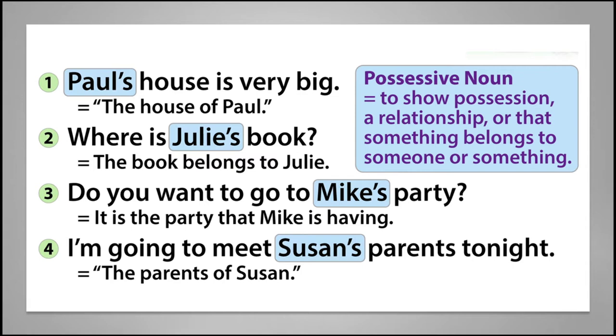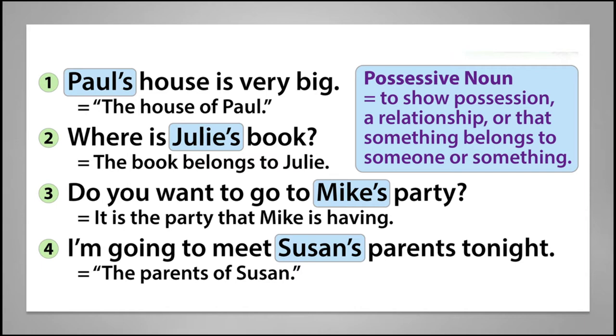And then the third one is, do you want to go to Mike's party? Here, it's the party that Mike is having. Mike is having a party, so that's the reason for Mike's party. Now, the fourth one is, I'm going to meet Susan's parents tonight. Whose parents? Susan's. These are showing possession, or possessive nouns. Possessive nouns show possession, a relationship, or that something belongs to someone or something.